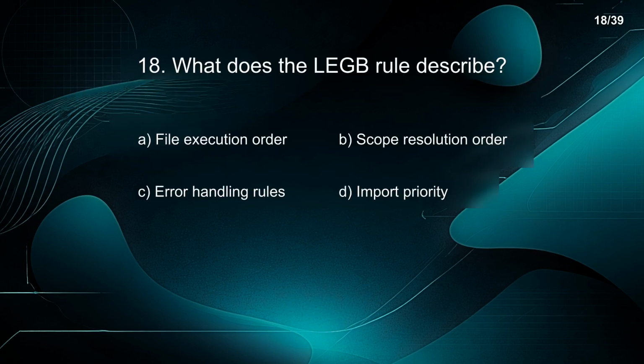18th question. What does the LEGB rule describe? A. File execution order. B. Scope resolution order. C. Error handling rules. D. Import priority. Correct answer is B. Scope resolution order.